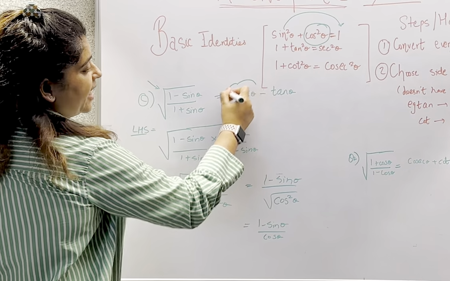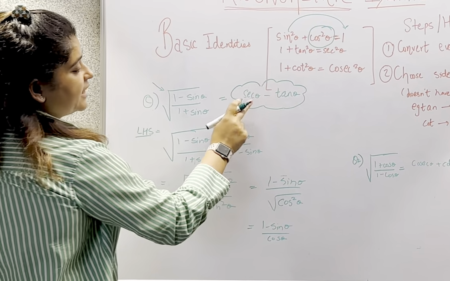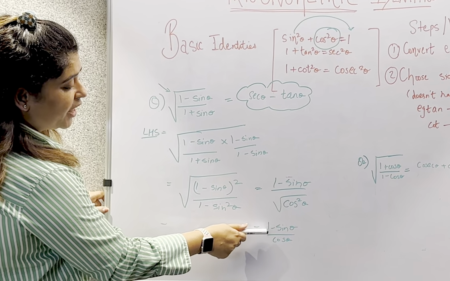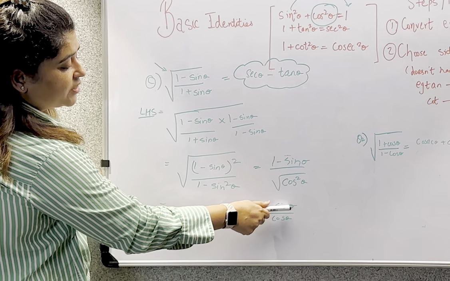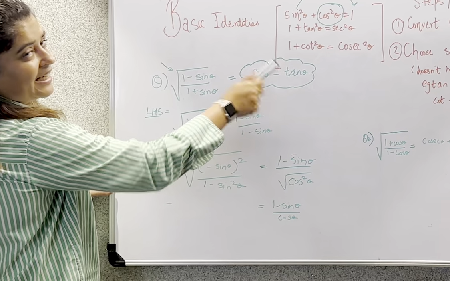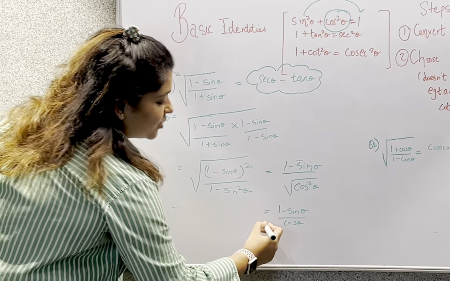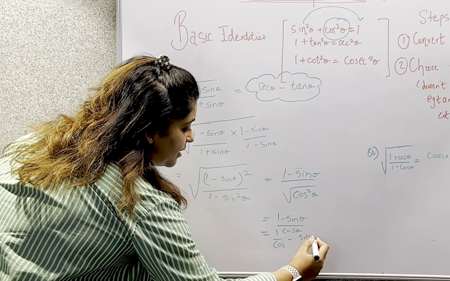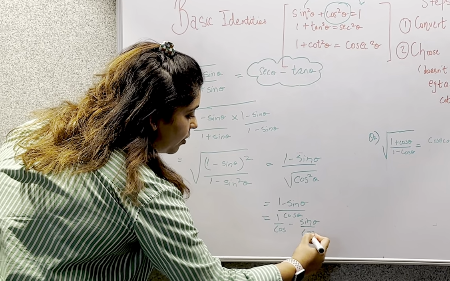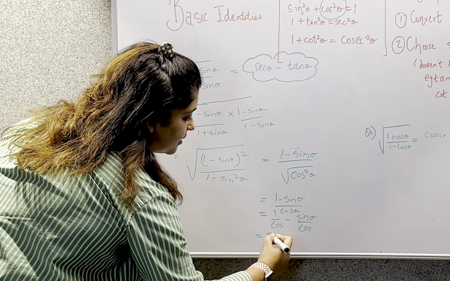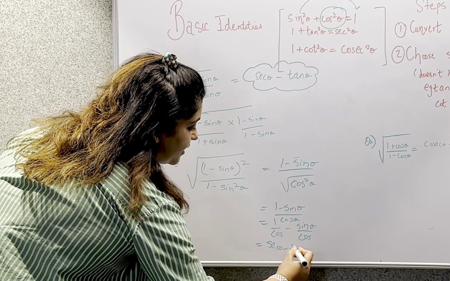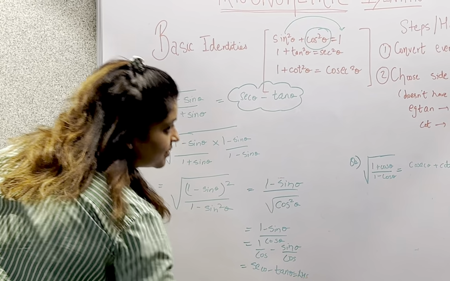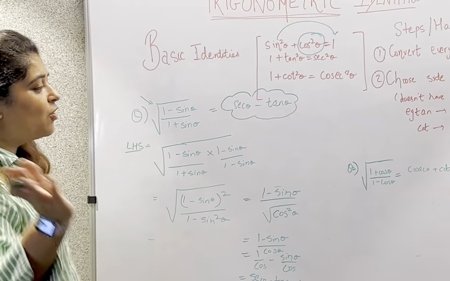Look at my right hand side. What do you need over here? You need sec theta plus tan theta. Now look carefully. If you separate 1 by cos and you separate sine by cos, we can come to our right hand side. So that's what we do. We write this as 1 by cos plus sine by cos. So you get sec theta plus tan theta, which is my RHS. Hence proved.